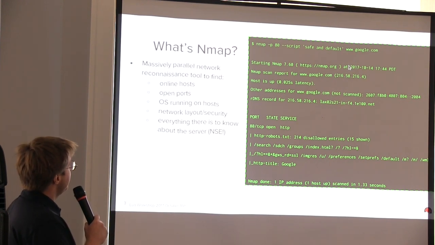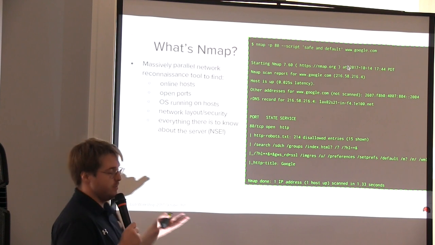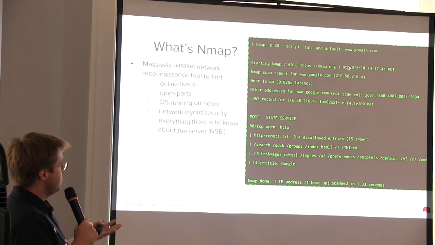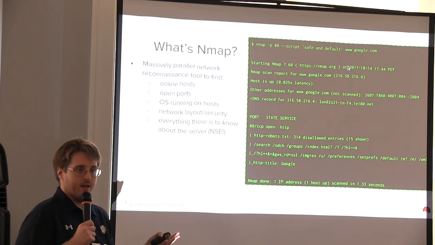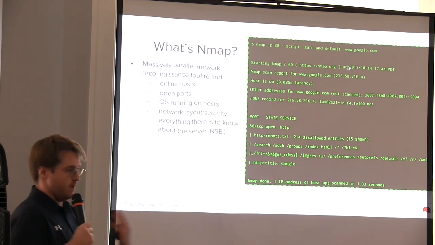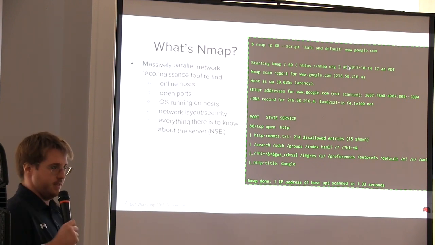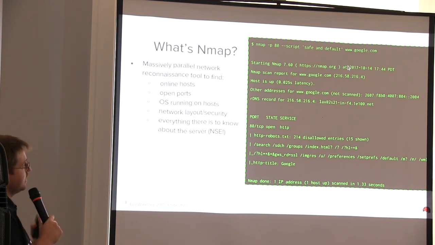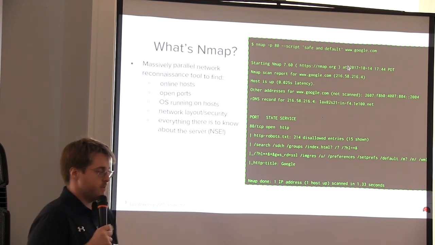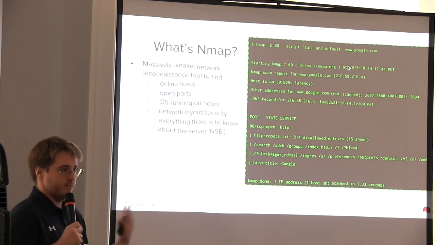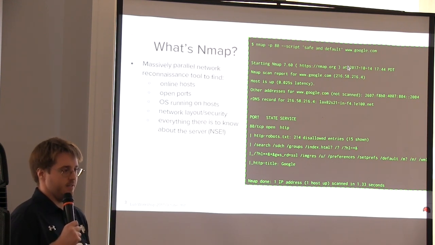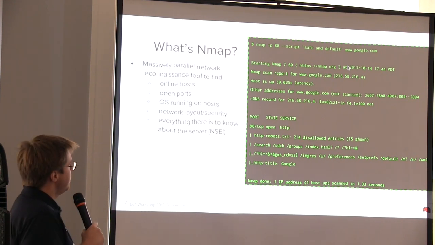All right, so Nmap's a massively parallel network reconnaissance tool. It's used early on to just figure out whether a host has open ports. Is it running a web server? Is it running SSH? And being able to quickly do that for a large number of hosts in parallel. So if I want to scan an entire local subnet and figure out which hosts are running SSH, I can do that very easily and very quickly with Nmap.